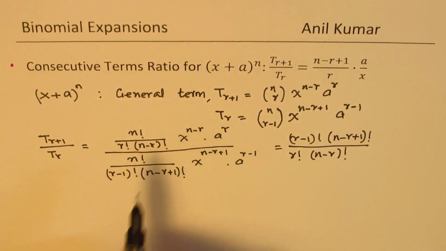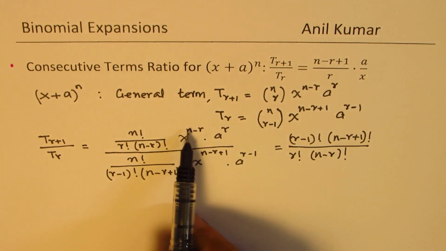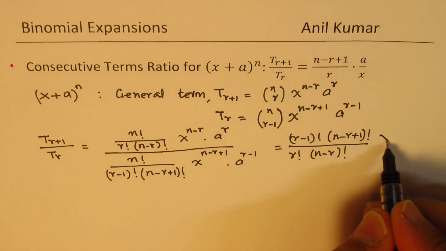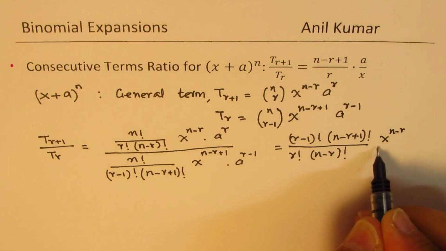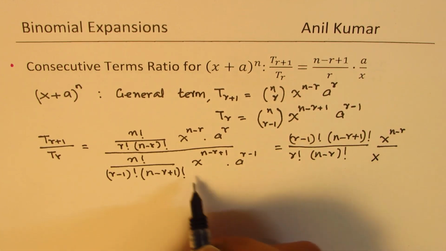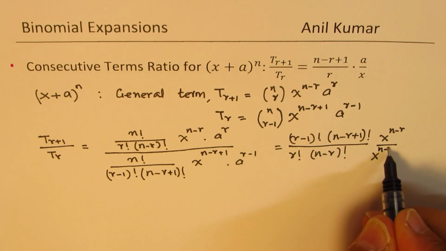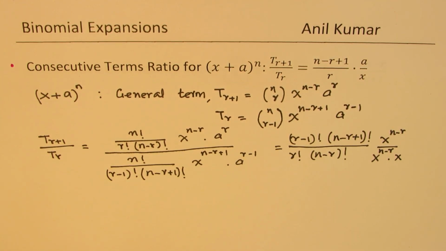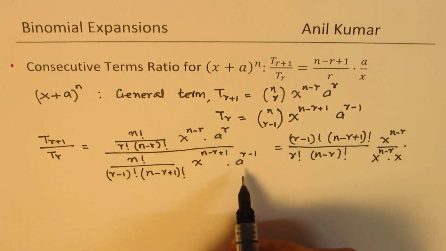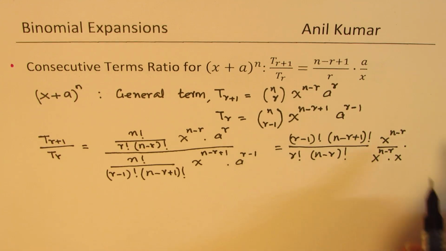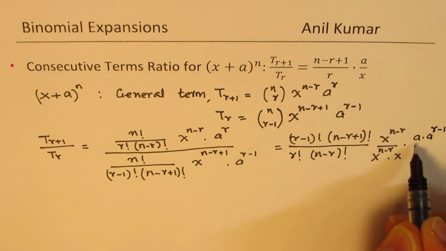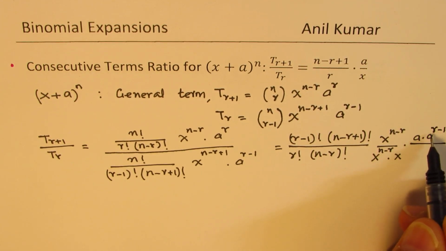Now let's look into these terms. x to the power of n minus r, we have the same term with plus 1 here. So we'll write this as x to the power of n minus r over x to the power of n minus r times x, correct? That is for this plus 1. Now this a to the power of r, a to the power of r minus 1, so I could write this as a times a to the power of r minus 1. So 1 plus r minus 1 is r, right?